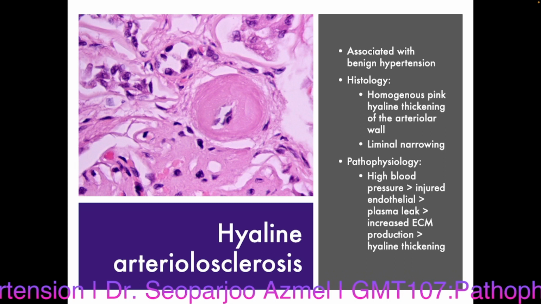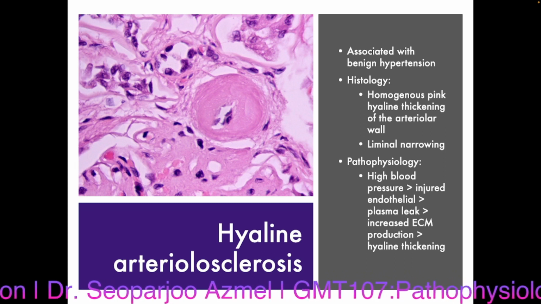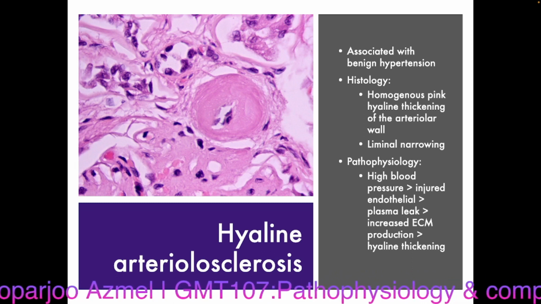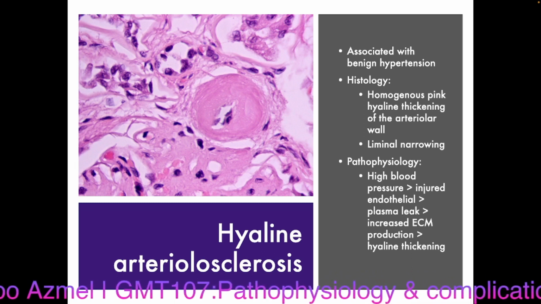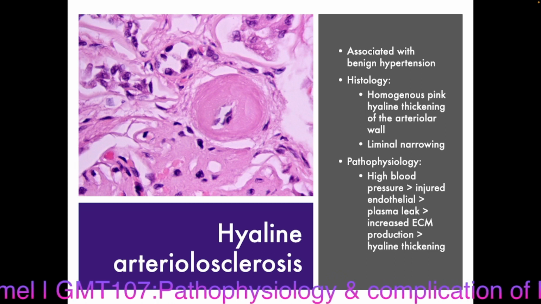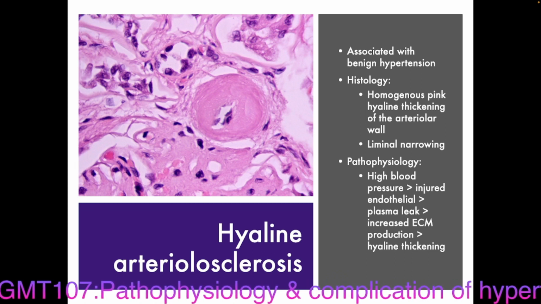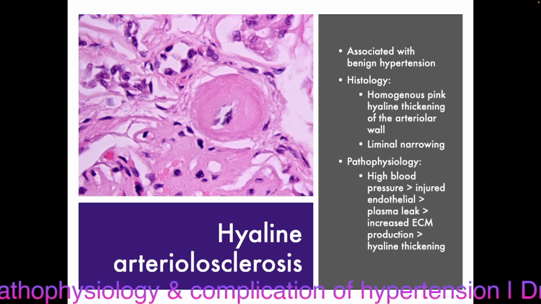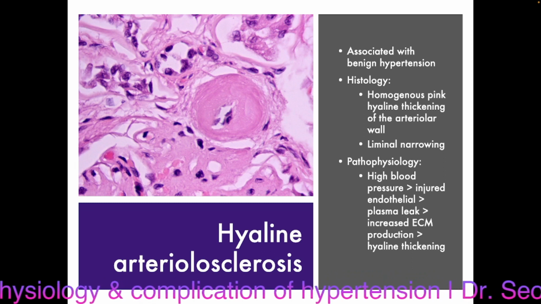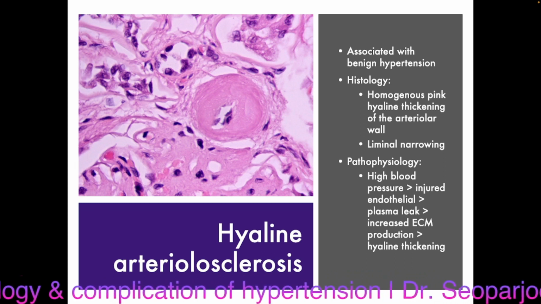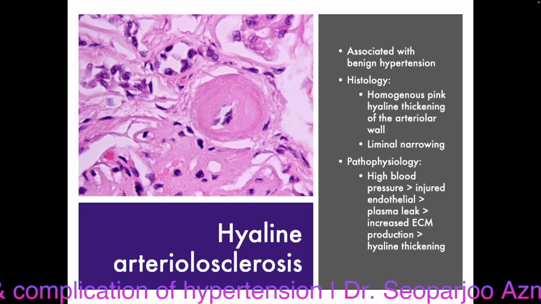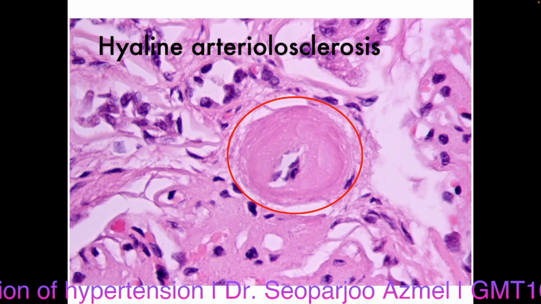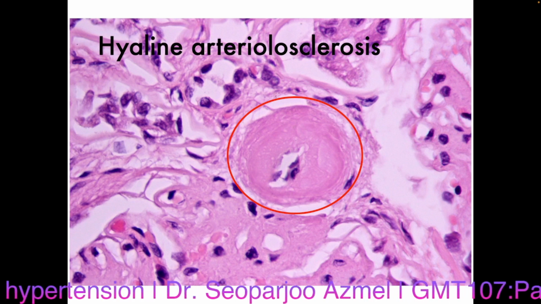How does this occur? It is caused by an increase in blood pressure. This will cause endothelial injury. What happens with the injury? There will be plasma leakage because the spaces between the endothelial cells are increased. What does the plasma do? Plasma will increase extracellular matrix production and cause hyaline thickening. So these are the vessels involved in hyaline arteriolosclerosis.